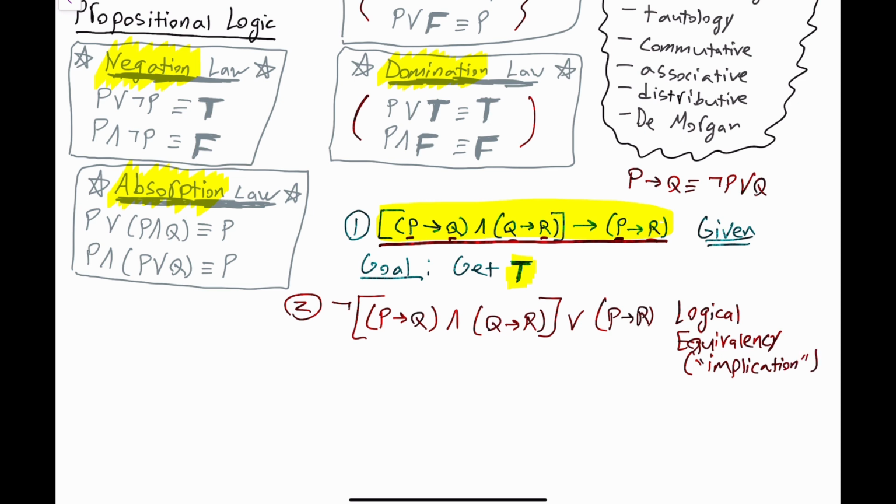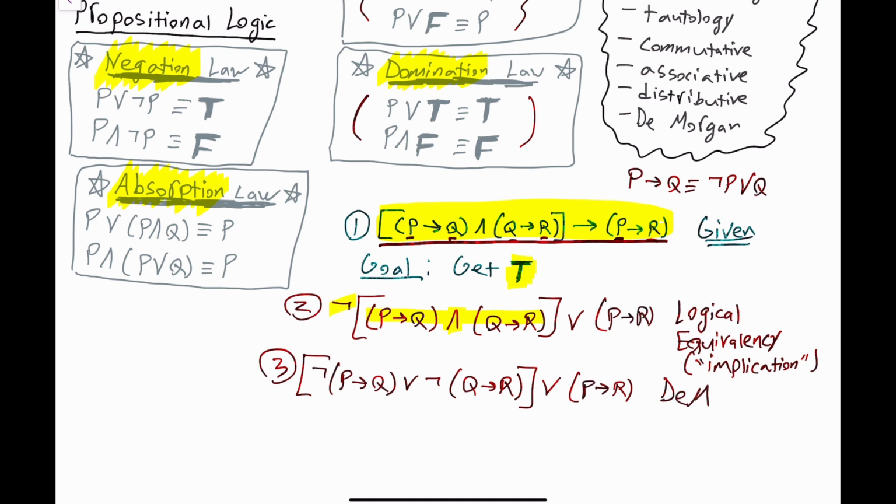But anyways, so we got line 2. And notice here we have a conjunction that's being denied. Hence we could apply De Morgan's rule. So for line 3, let's do that. So bracket, not, parentheses, P arrow Q, close parentheses. So we're moving from a conjunction to a disjunction based on De Morgan. So or, not, parentheses, Q arrow R, close parentheses, close brackets. Or, parentheses, P arrow R, and that is based on De Morgan.